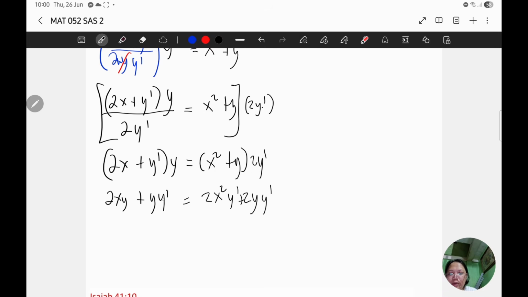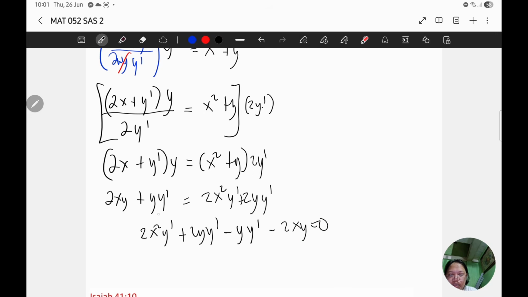So we have y prime here and on the right side. So combine like terms. So 2x squared y prime plus 2y y prime, then transpose y prime to the right side, it becomes negative. And transpose 2xy to the right side, it becomes negative 2xy equal to 0.